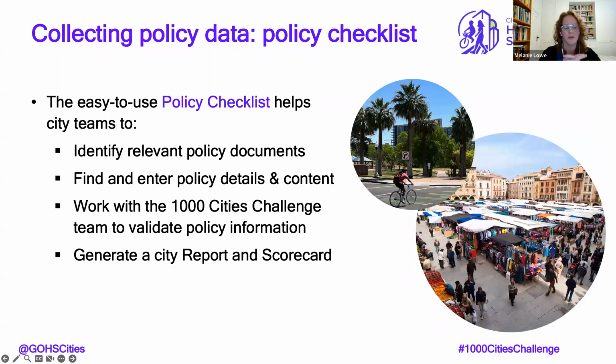So for the challenge, we have developed an easy to use policy checklist, which guides teams through the process of collecting policy data. So firstly, it helps city teams to identify the relevant policy documents. And once that's done, to find and then extract the relevant policy details and content, to work with the 1,000 Cities team to check the validity of that policy information. And when submitted, the policy assessment can then generate the city report and scorecard for your city.